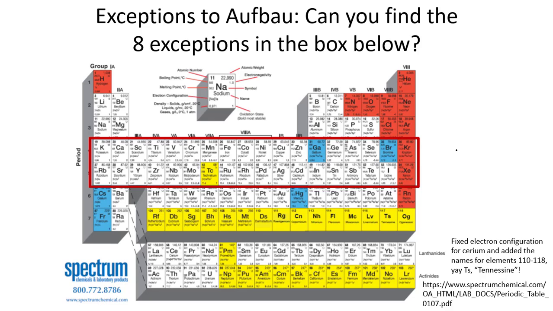All right, so what I want us to do is, in the box, there are 8 exceptions. Are there other exceptions elsewhere outside the box? Absolutely, but for the sake of this video, let's focus on the 8 exceptions in the box below. I'm going to work through how you figure out if something's an exception. What does that even mean? And then we're going to think through why that might be an exception, what makes sense stability-wise for why we might need to change the electron configuration from what it normally is.